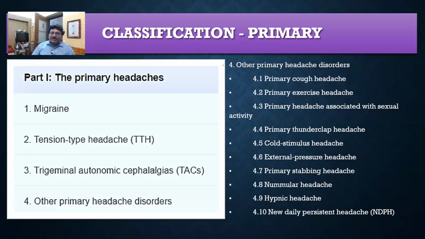Remember, this is one entity, that is the primary thunderclap headache, where it is like a thunderclap. That means it is a sudden onset headache. And remember, this is one of the common features of subarachnoid hemorrhage. So primarily, when seeing the patient, you should not diagnose a primary thunderclap headache unless proved otherwise. Remember, because then you will be missing one red flag.